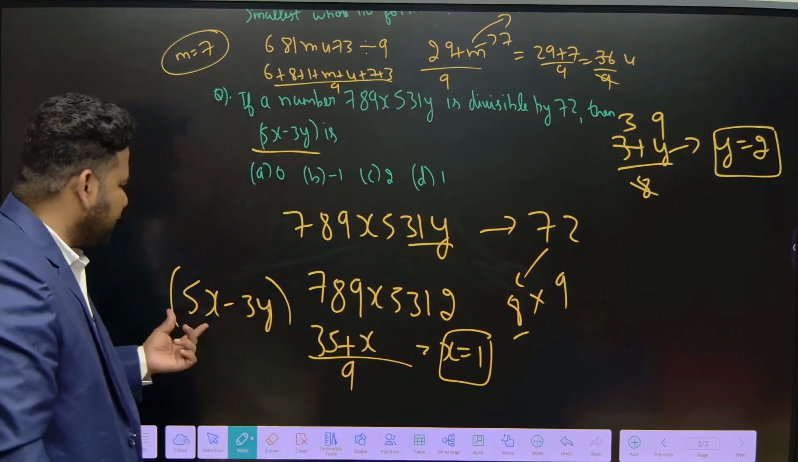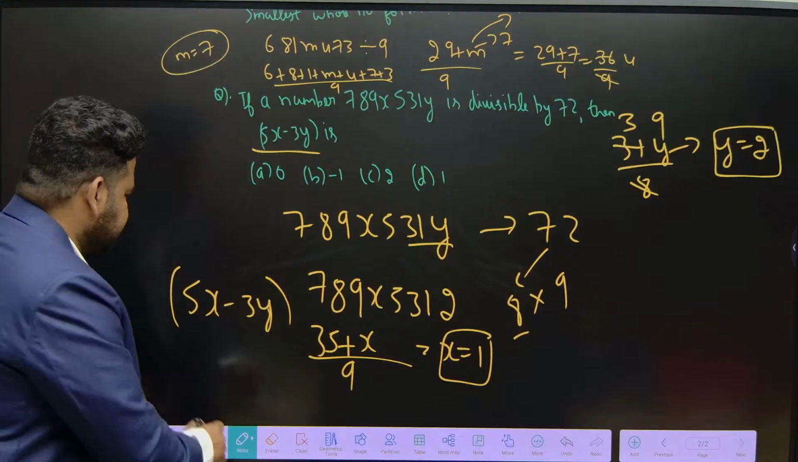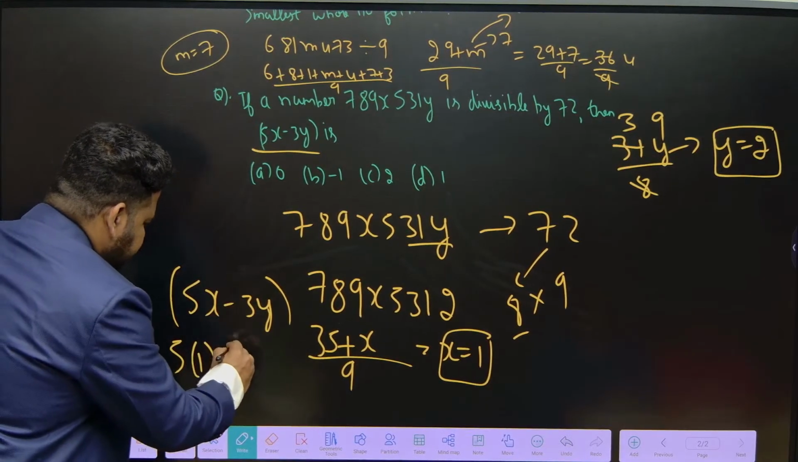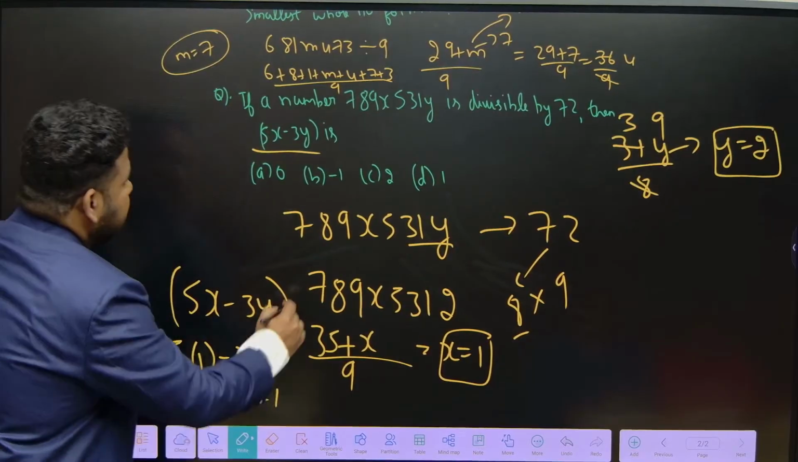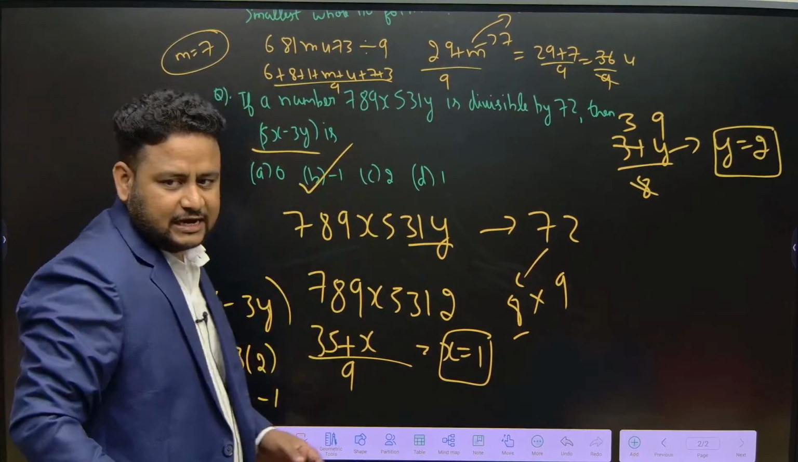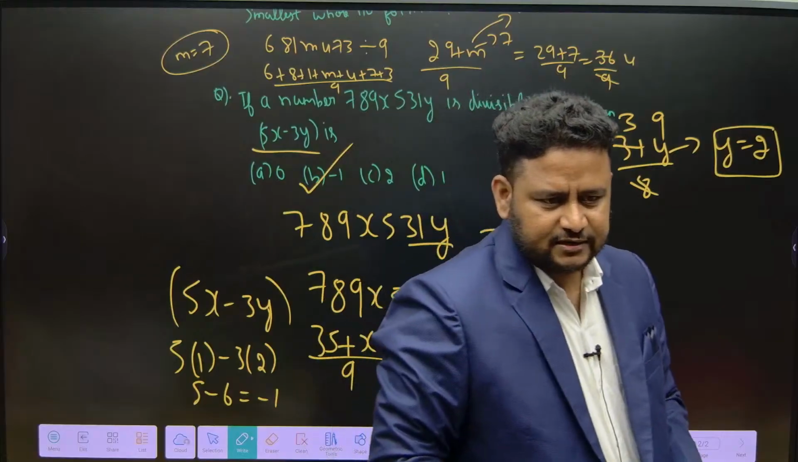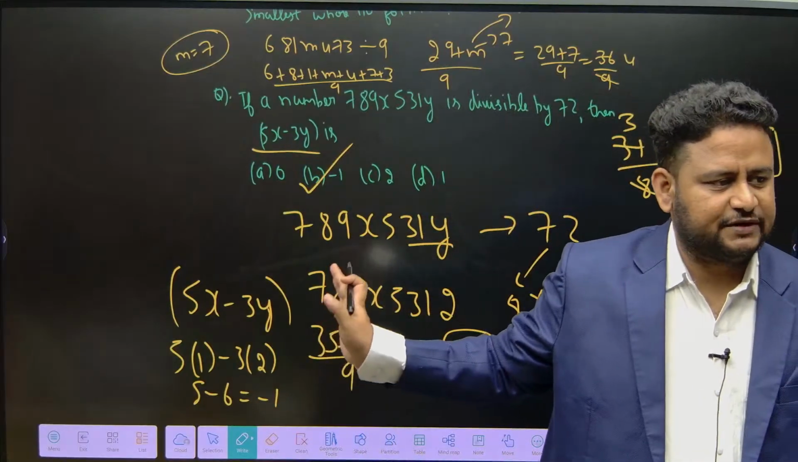They are asking us to find 5x minus 3y. Now it is easy. 5 into 1 minus 3 into 2. So that is 5 minus 6. So the answer is minus 1, which is option B. Clear? Understood? Got it? Like this they will ask questions based on divisibility.